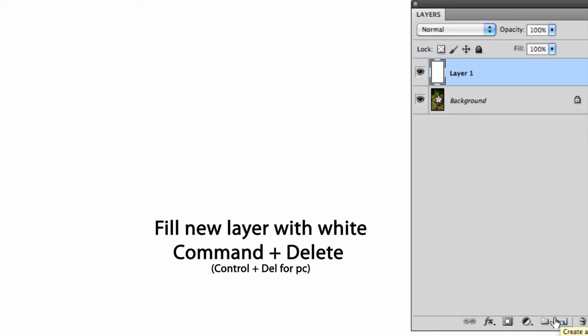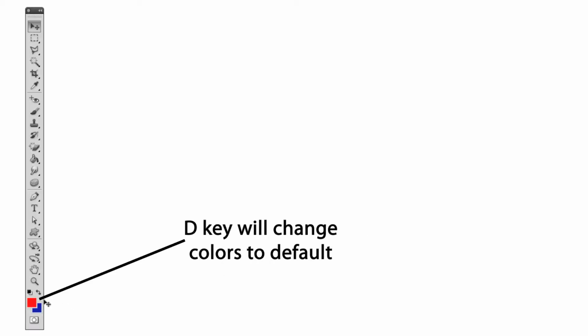Next, press the Command plus the Delete key to fill the new layer with white. If white is not set as your background color, pressing the D key will change the palette colors to default, making black the foreground color and white the background color.